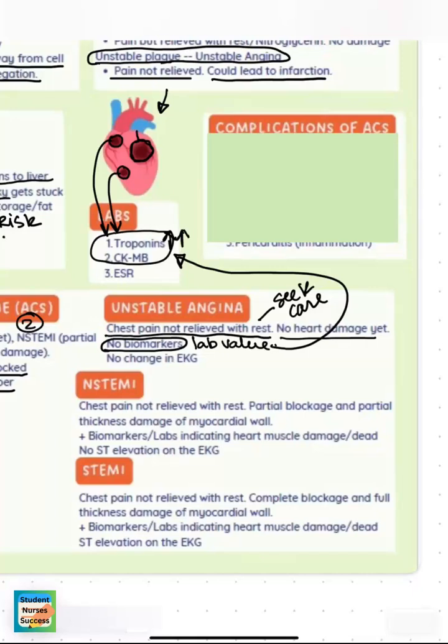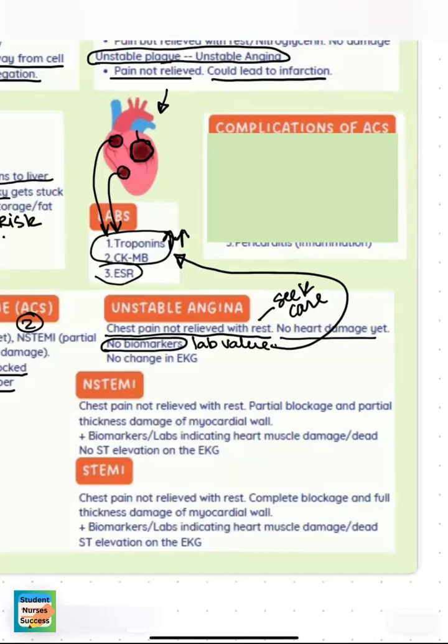So if a patient presents with unstable angina, they're having chest pain, we check their lab values and we see that there's no increase in their cardiac enzymes or their troponin levels. In that case, we're saying, okay, you have ischemia to your heart muscle. We need to manage this. However, we're lucky because right now no piece of that heart muscle has died yet.